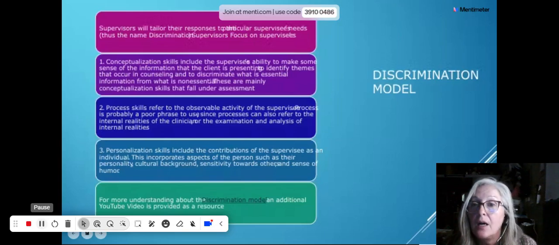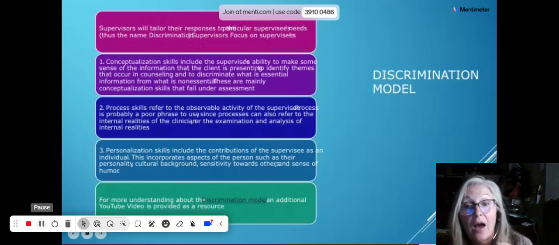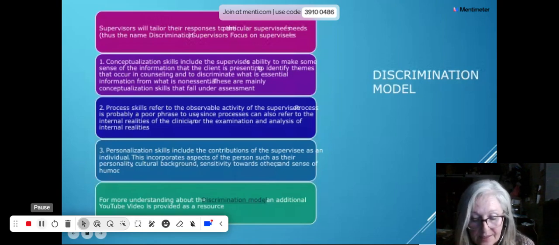Discrimination model. It also has a tailored response, and the reason they call it the discrimination model is you have to discriminate how you respond depending on what level your supervisee is in. And although the IDM model is the most researched and very popular, Bernard's discrimination model is actually the most commonly used.